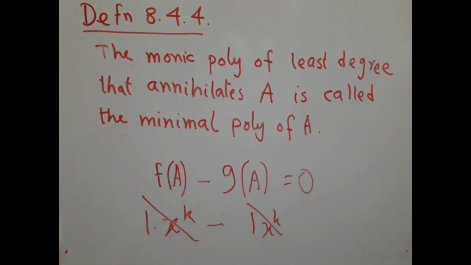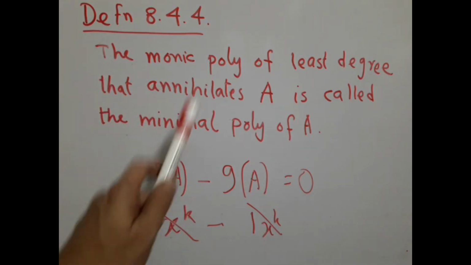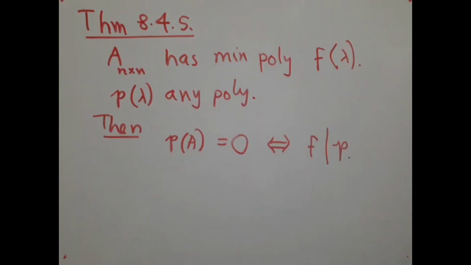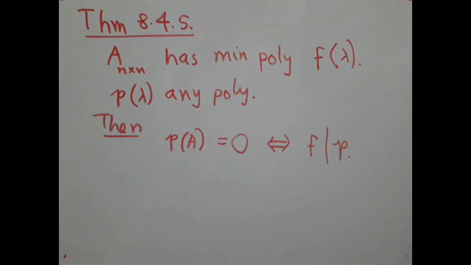Now we are going to make a very strong statement which will say that all the annihilating polynomials must be multiples of the minimal polynomial. So it gives a nice structure to the set of all annihilating polynomials. Theorem 8.4.5. We have a square matrix A. It has minimal polynomial, say f(lambda), and I take any other polynomial.